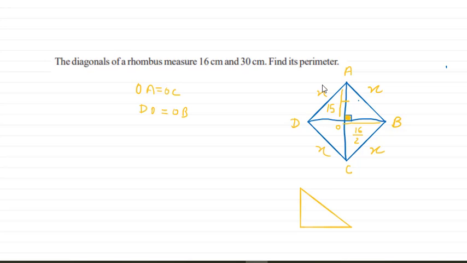The perimeter of the rhombus, you know, is 4 into side. So for finding the perimeter you need this x. Here I've taken this diagram separately. You can see this side is 15 and this side is 8. Now we have to find x to find the perimeter of this rhombus. Since angle AOB is equal to 90 degrees, you can write that x square will be equal to 15 square plus 8 square by Pythagoras theorem.